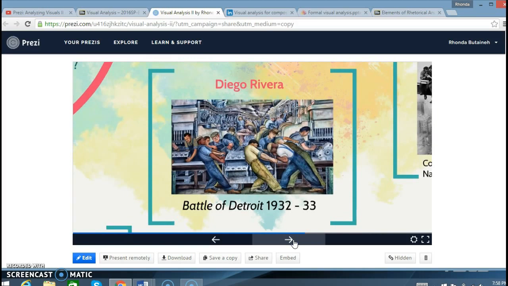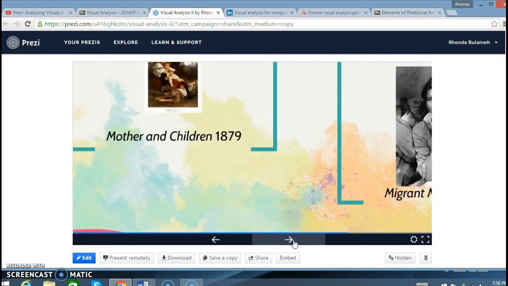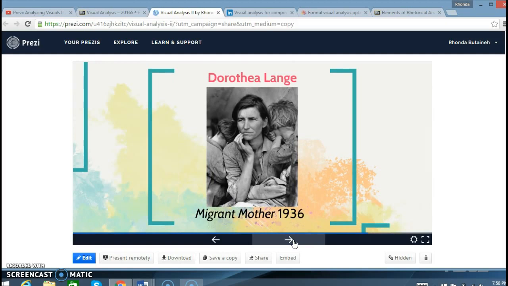Okay, Diego Rivera. This is a mural. It actually covers a building, and it was criticizing the Ford factory, how poorly it's treating the workers. Okay, and that would pair nicely with this image of these guys who are working on the Empire State Building, constructing it, and they're just hanging out. It's dangerous. Okay, we have a mother and child, or her children rather. This image is quite different from this one. Dorothea Lange took photographs of the Migrant Mother, so those would be nice to compare.